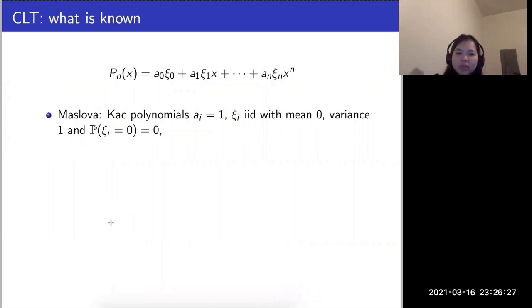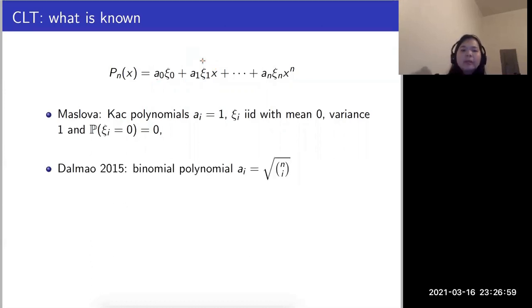In a classical result by Maslova back in the 1970s, she showed that for the Kac polynomial, meaning when these coefficients are all 1, so we just have the monomials here, and we have random coefficients with mean 0, variance 1, and she assumed that the Ci's don't have mass at 0, and showed that the Central Limit Theorem holds. Now Dalmau in 2015 showed that the Central Limit Theorem holds for the binomial, also known as the elliptic.